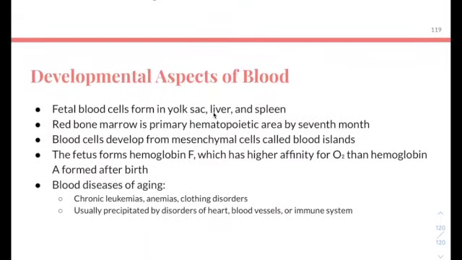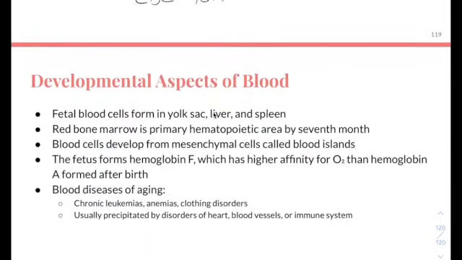Let's quickly look at the developmental aspects of blood, and this is actually our last slide for the evening. So fetal blood cells form in the yolk sac, the liver, and the spleen. Red marrow is primarily where those formed elements come from, and that usually happens by about the 7th month. So blood cells develop from those mesenchymal cells in blood islands.